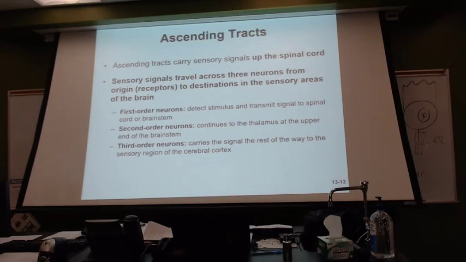So, if we look at information that we have to process and respond to, we hopefully now know that sensory information needs to go up the spinal cord.